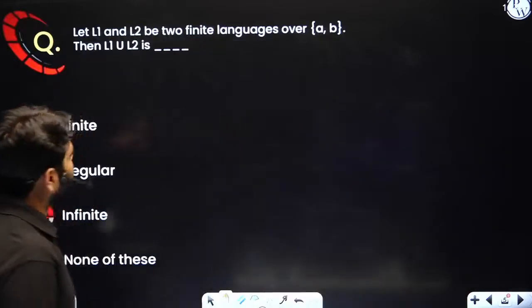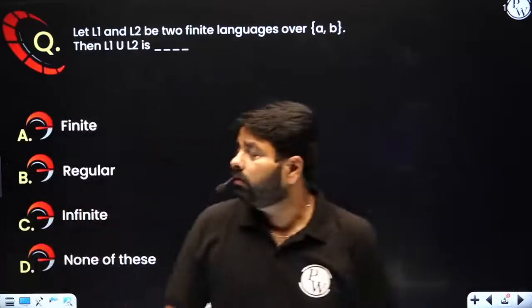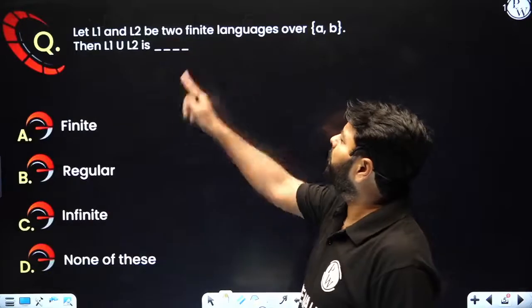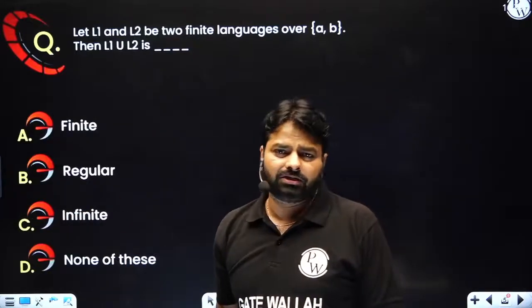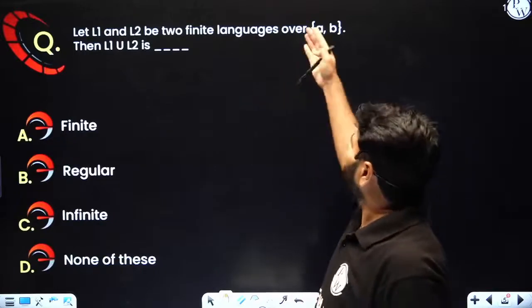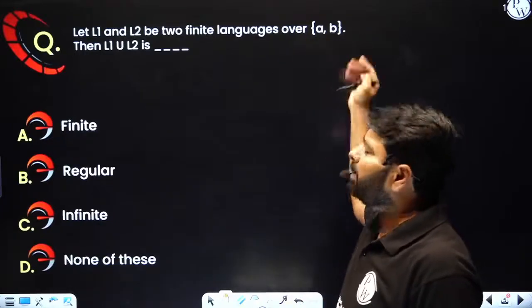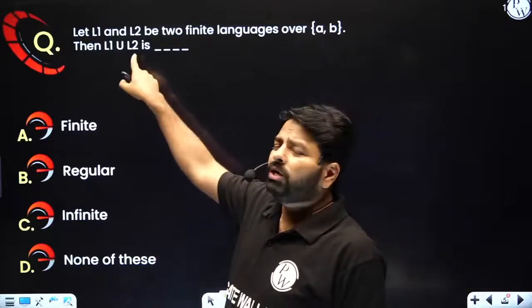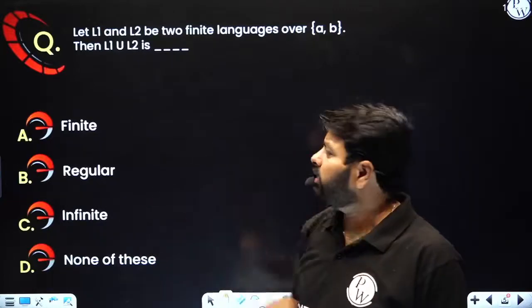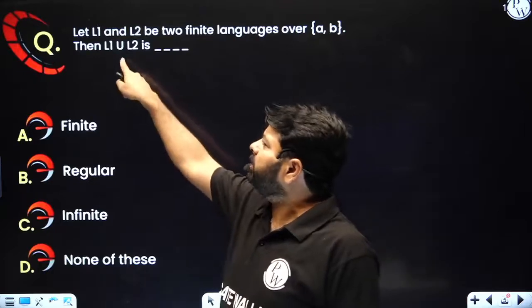Let's start with the first point. Let L1 and L2 be two finite languages. L1 and L2 are both finite languages over any sigma. I have taken A comma B just as an example, but you could take any sigma. Then what is L1 union L2? It indirectly says finite union finite.